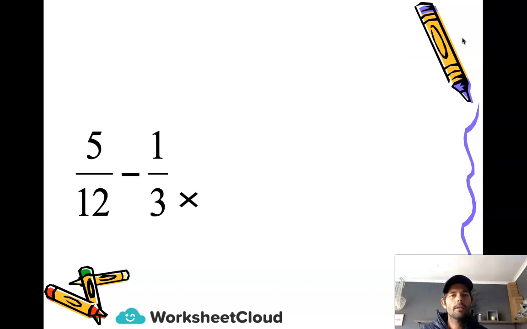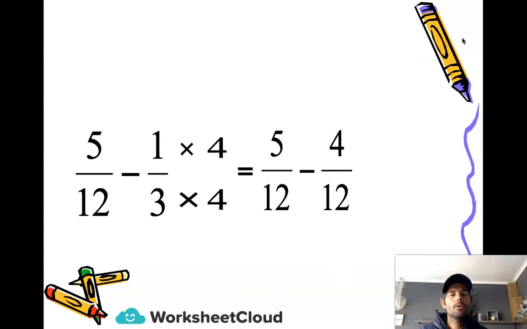Just like addition, we need to change the denominators to be the same. So for me to do that, I'm going to multiply the 3 by the 4. So I must then multiply its numerator by 4. My new question is 5 over 12 minus 4 over 12, and that gives me 1 over 12.